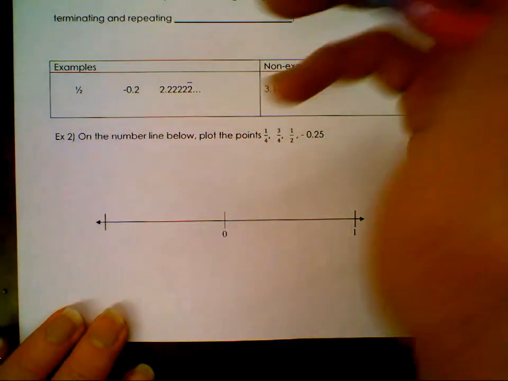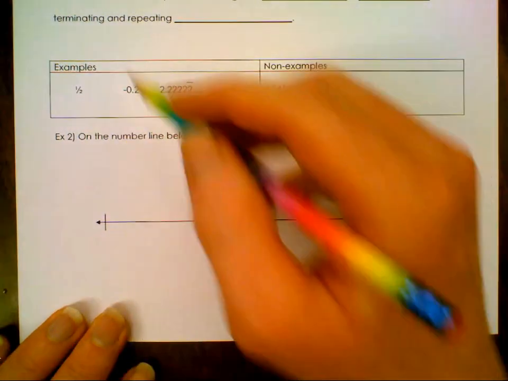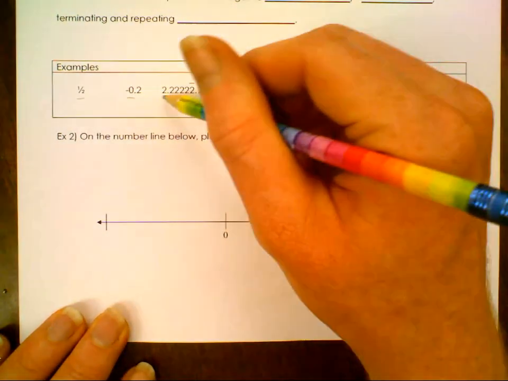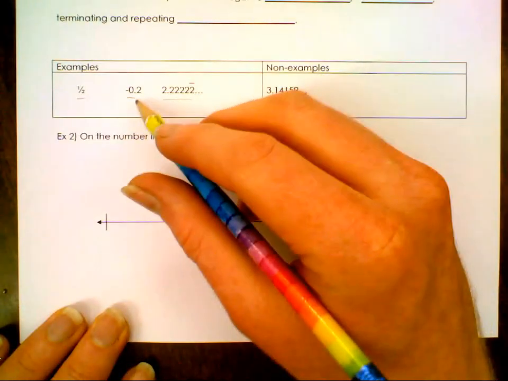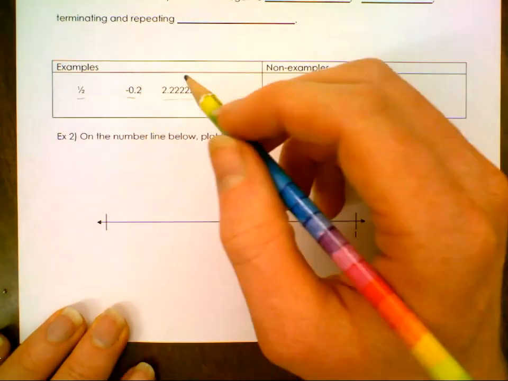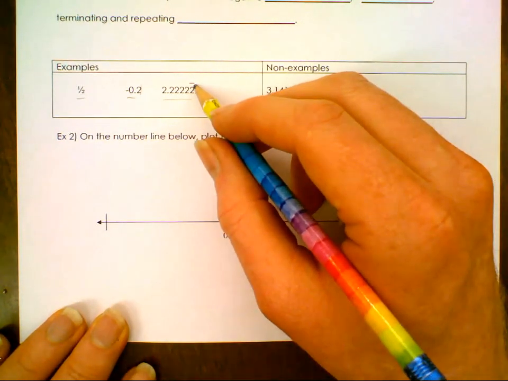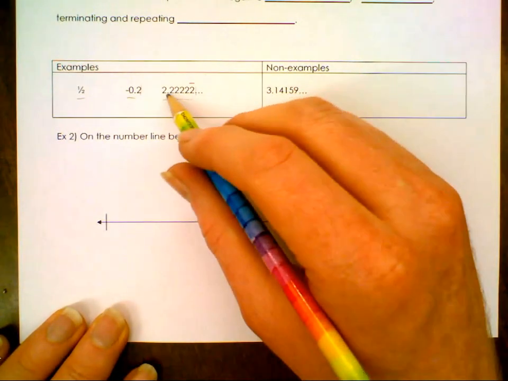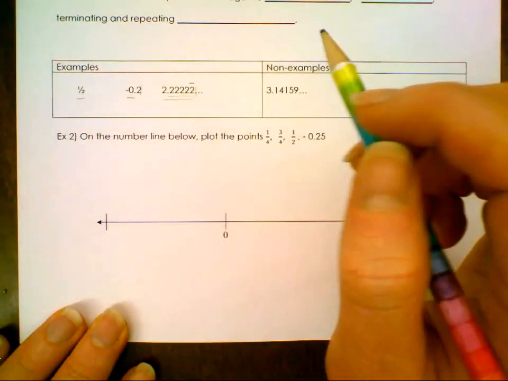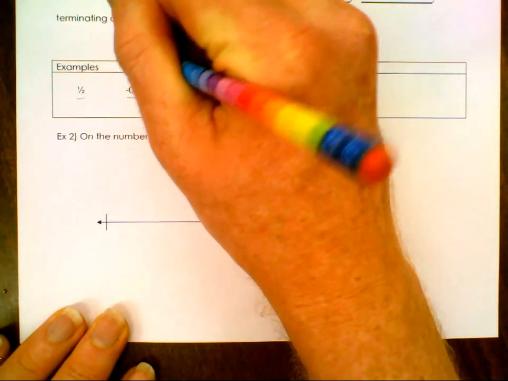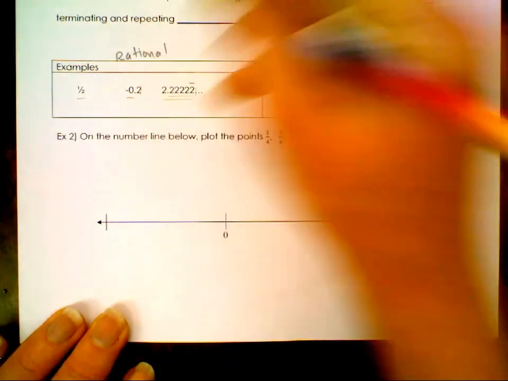So the difference here is that these are fractions or decimals, and they have either a terminating decimal or a repeating decimal, a repeating number. This is going to be 2 and 2 and 2 and 2 and 2 forever. That's considered a rational number. These are rational. These are not.